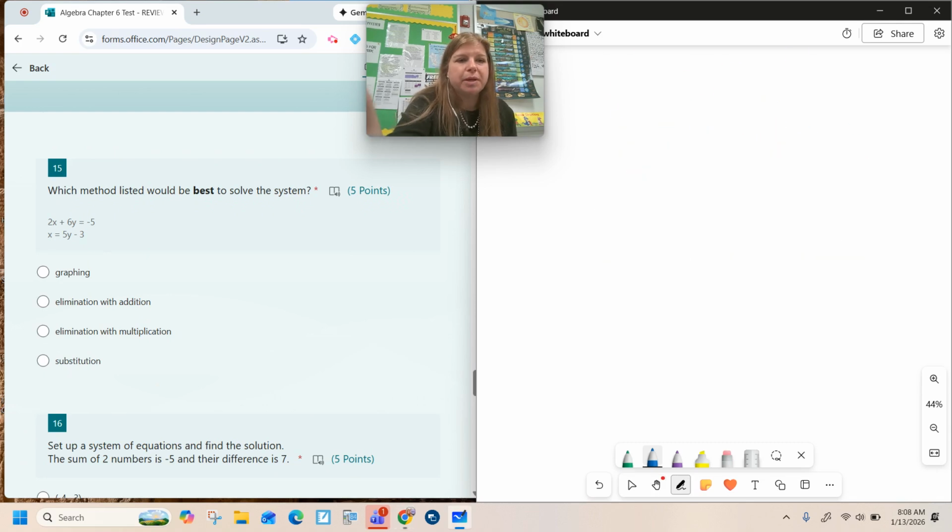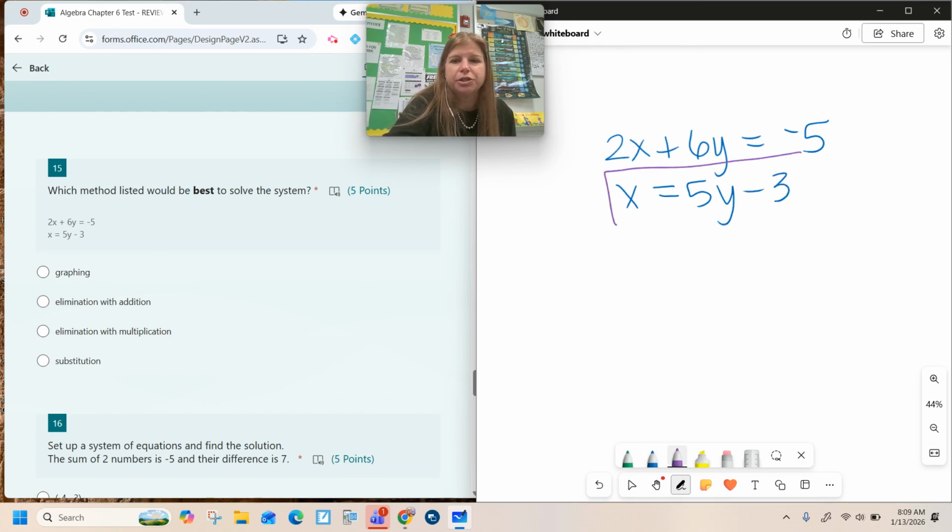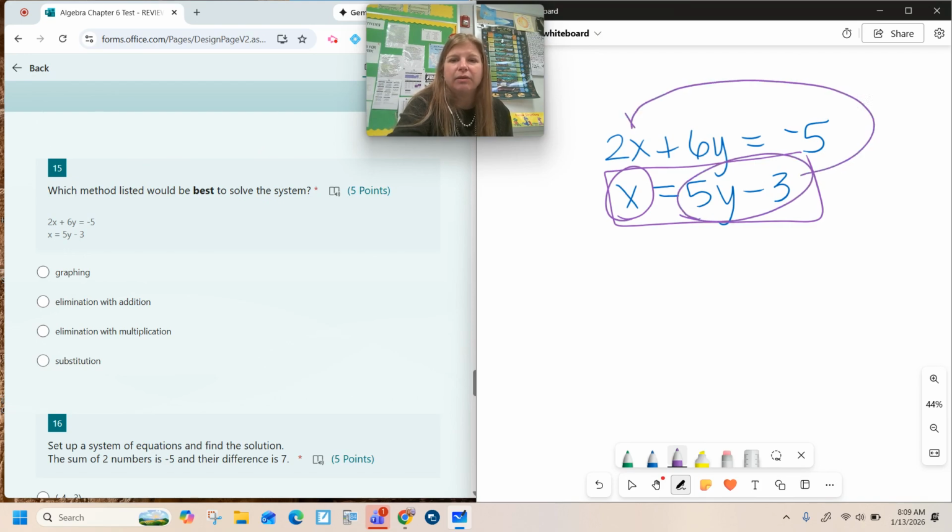Number 15, which method listed would be best? So 2x plus 6y equals negative 5, and x equals 5y minus 3. Now immediately the red flag is the second equation. Not in standard form, not in slope-intercept form. We don't graph things in x equals form. This really does look like it's perfect for substitution, right? Everything that x is equal to would get substituted in for x in the other equation. So I think we would probably agree that it's substitution.